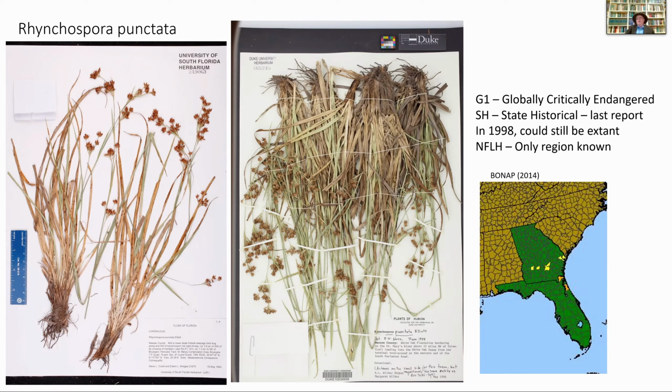It is G1, meaning globally critically endangered, and state historical. The last time it's been seen in Florida was in 1998, but it still could be somewhere in Northeast Florida, and no one's simply gone to look. So this would be an example of a species we'd try to verify is still present in the flora.